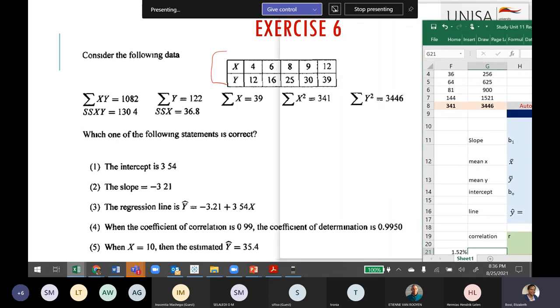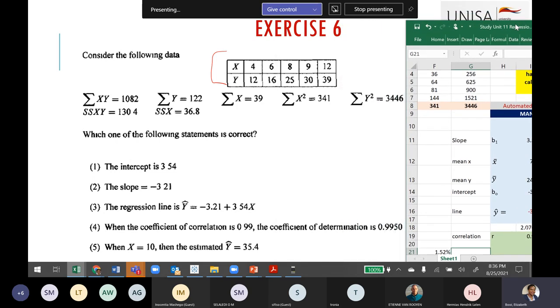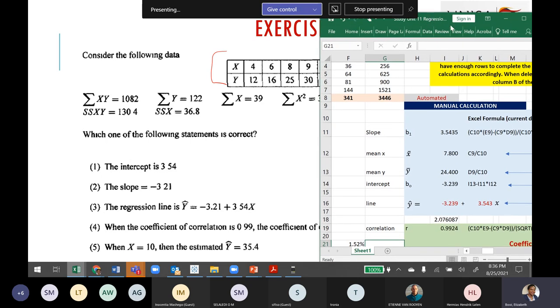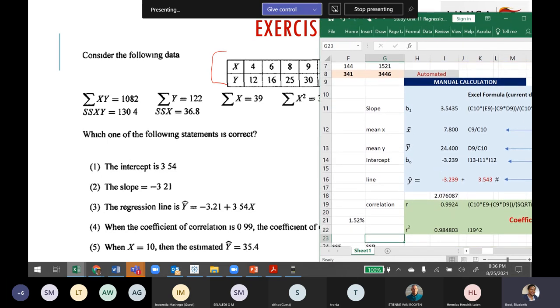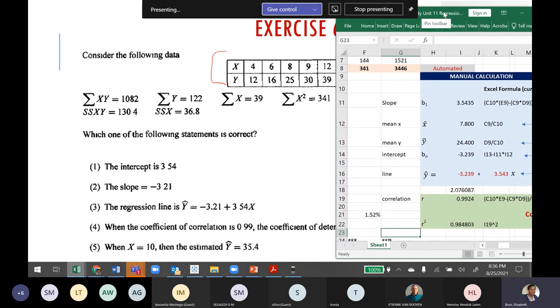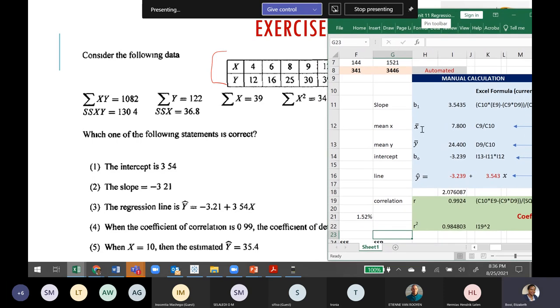Just gonna check what this was. So this one says the coefficient of determination. There is also the coefficient of determination here. I've calculated on Excel if in case you want to know what that is.